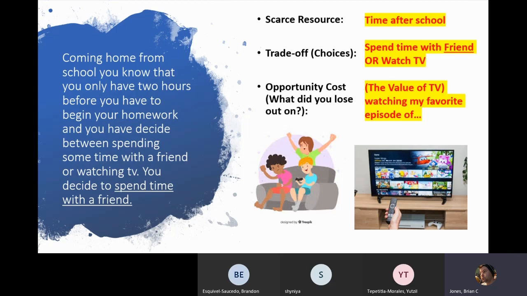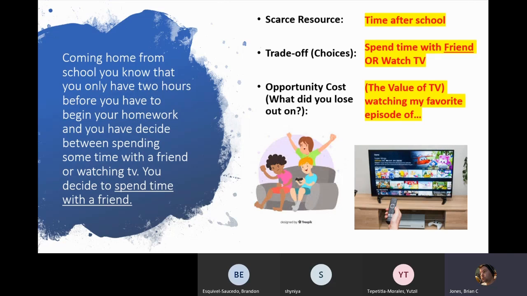So the trade-off is pretty easy. You just look at the choices that you had in this scenario. So the scenarios are pretty specific. There's not a lot of leeway. So it's going to tell you what you're choosing between. So here, the trade-off is spending time with a friend or watching TV. So those are your two choices. And I've underlined the choice that was made.